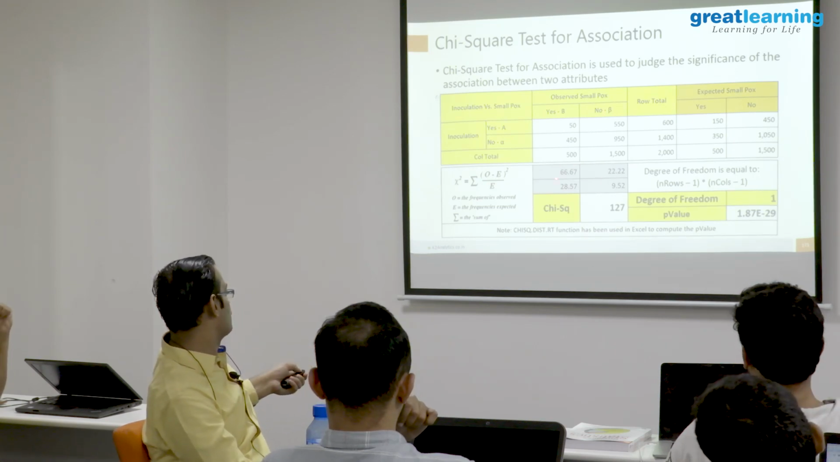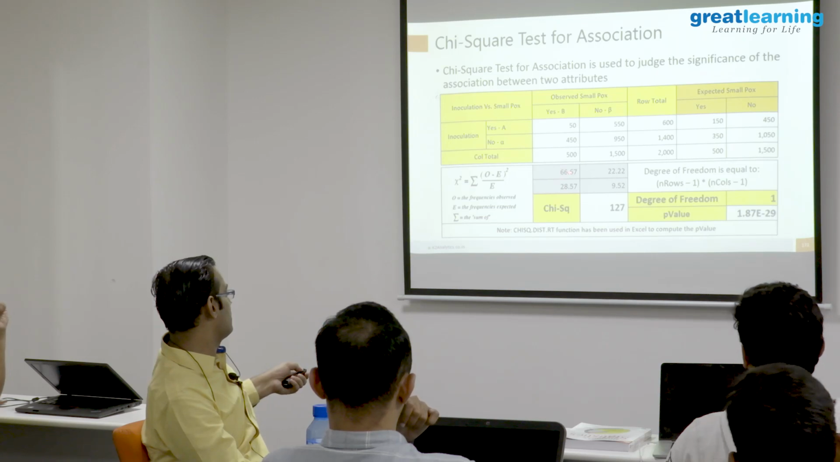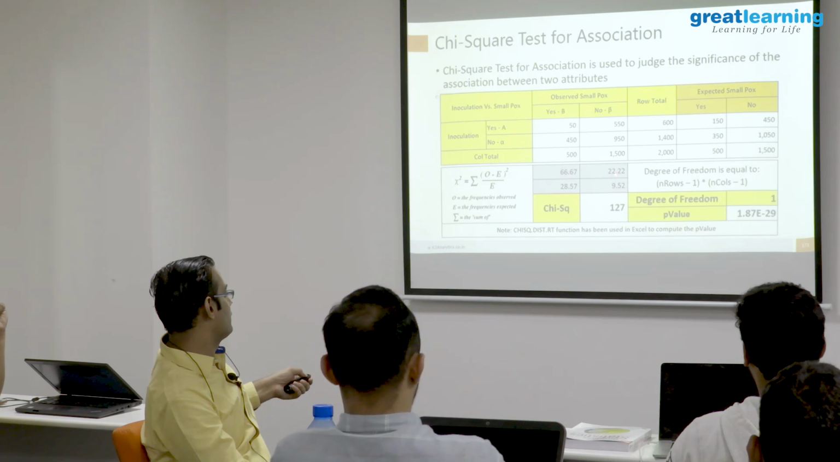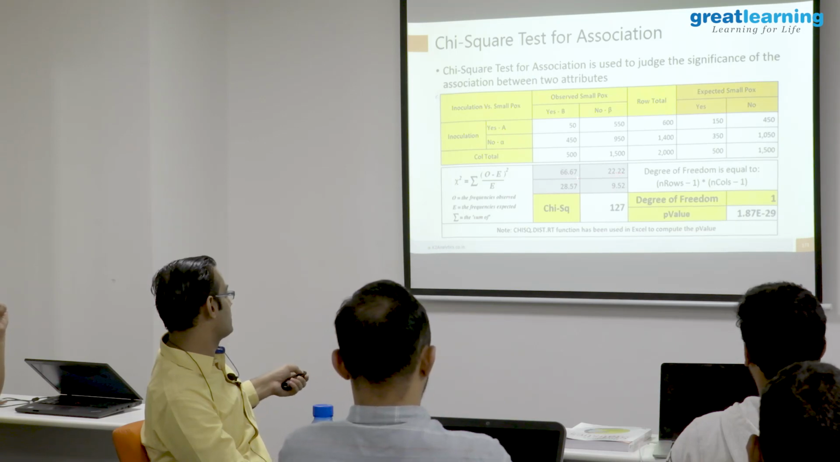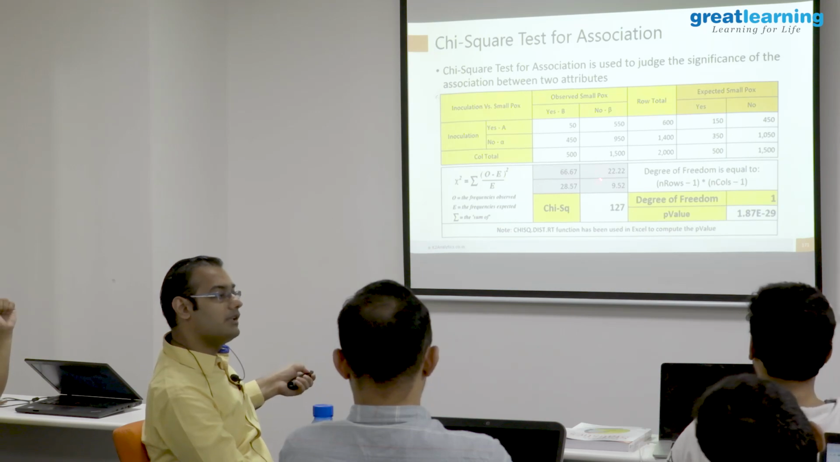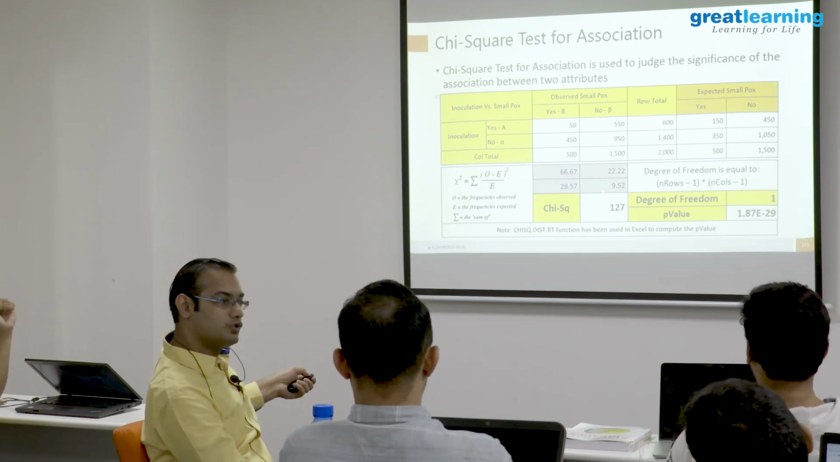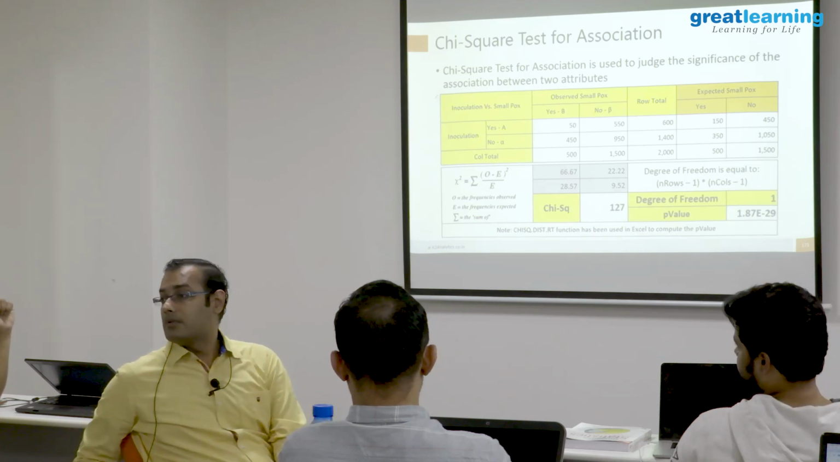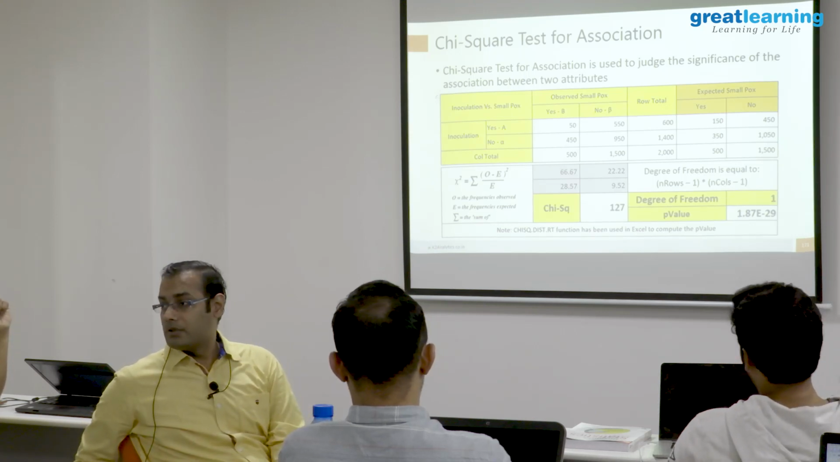If I do this entire summation: 50 minus 150 the whole square divided by expected is 66.67. 550 minus 450 the whole square divided by 450 is 22.22. I have done this calculation and done the summation. It comes out to be 127. Okay.